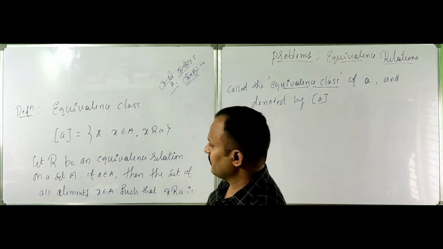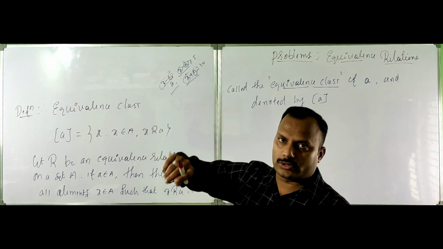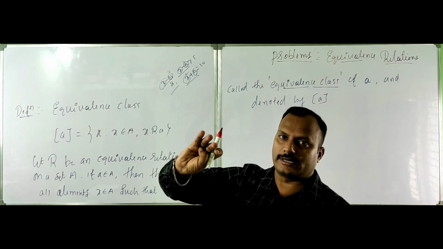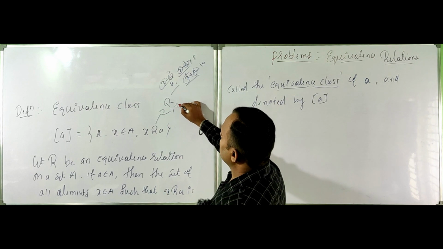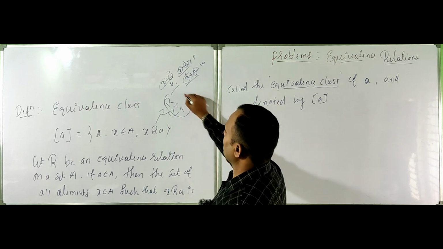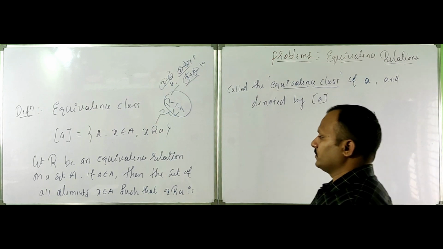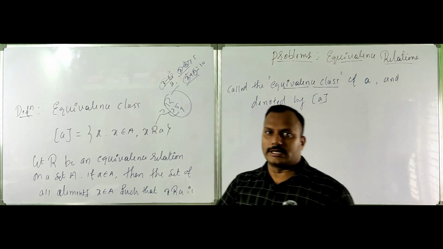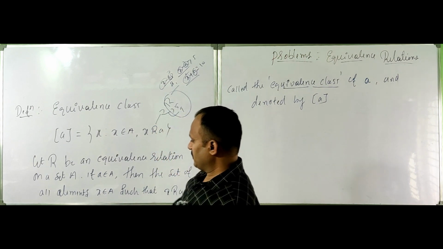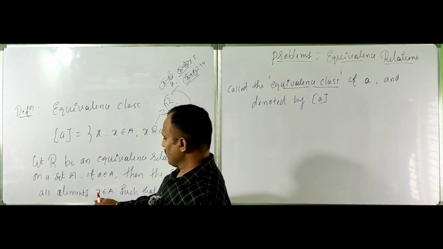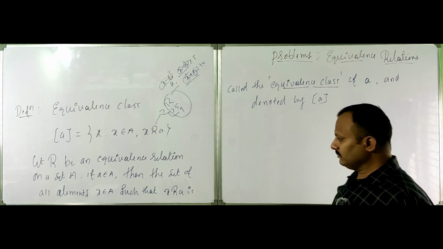In the verbal form of the definition: let R be an equivalence relation, meaning it has all three: reflexive, symmetric, and transitive. This R should be reflexive, symmetric, and transitive, an equivalence relation on set A. If A belongs to A, then the set of all elements X belonging to A such that X R A is called the equivalence class.